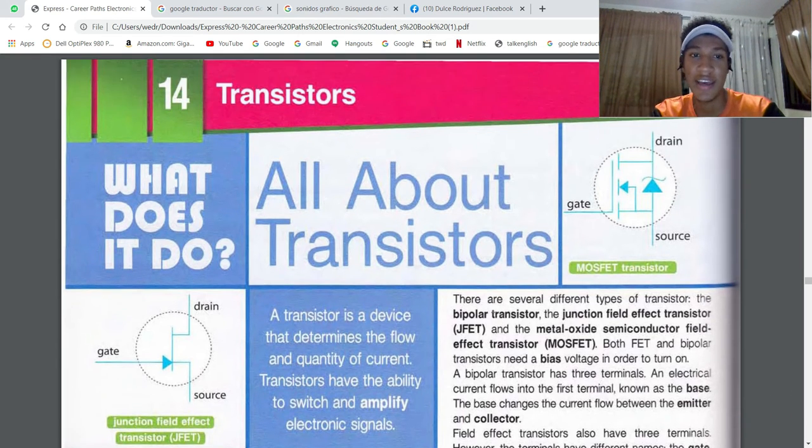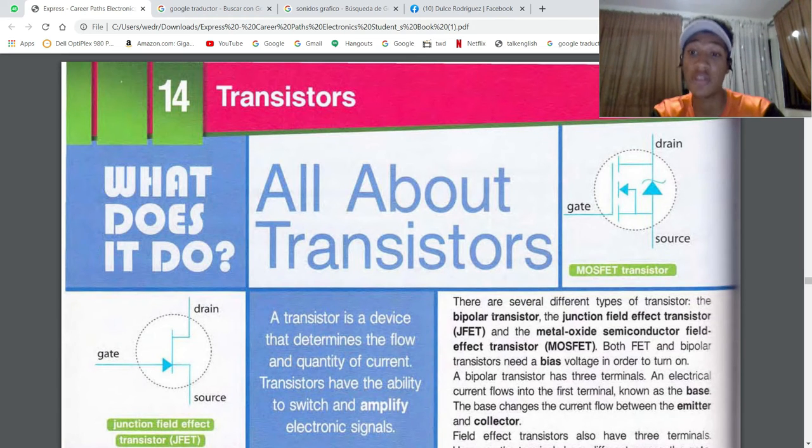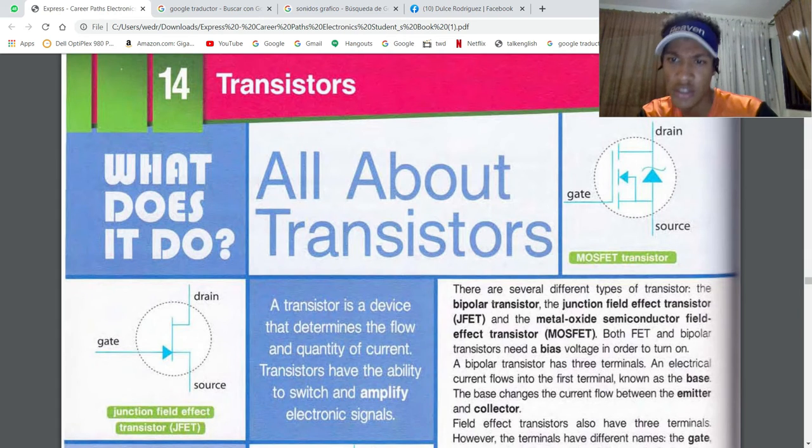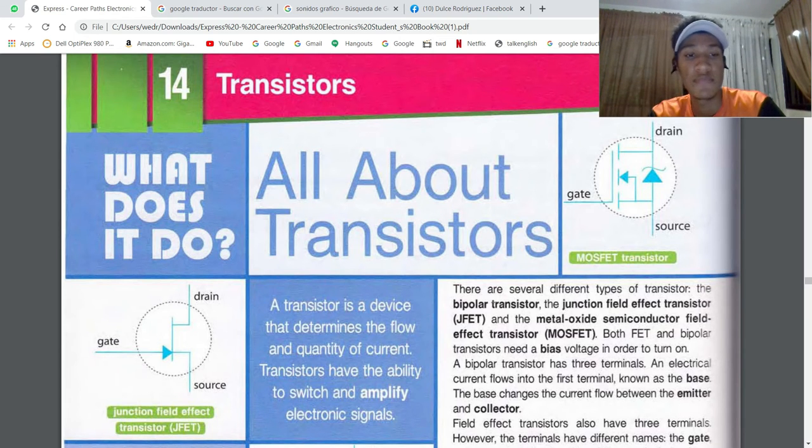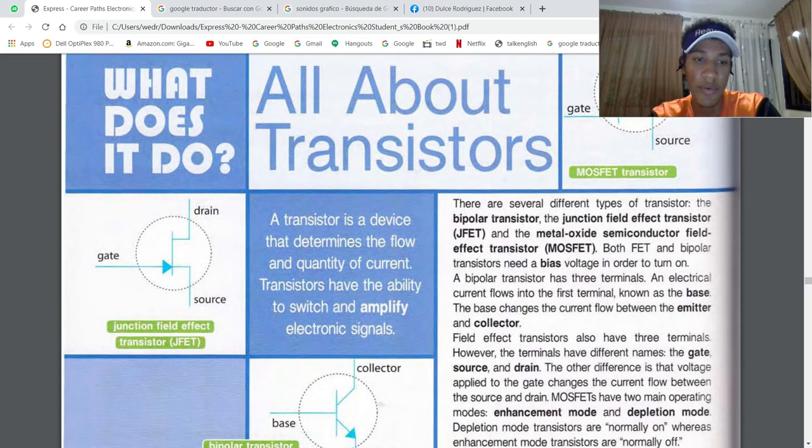This is the transistor, very important. I talked about the transistor in the last unit, so I don't want to talk a lot about the transistor. This is a MOSFET. A MOSFET is like the transistor but different. So I talk about the transistor.